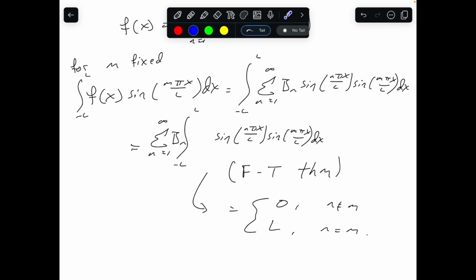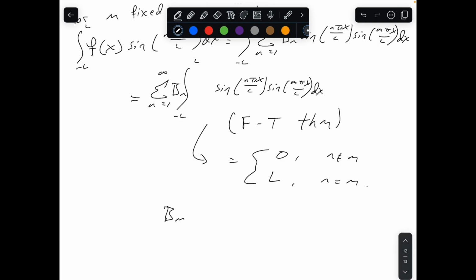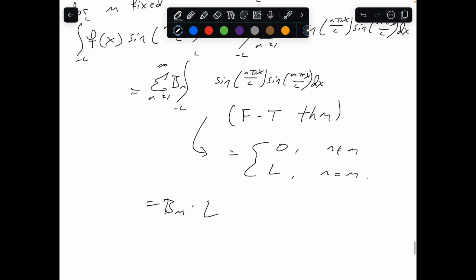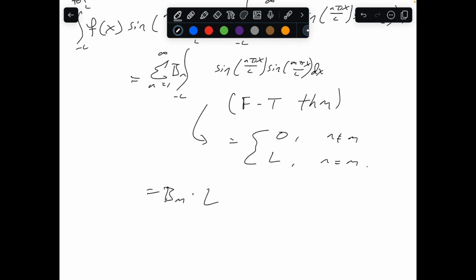So remember that m is a fixed value, and so for n equals 1, if m is 7, then this whole thing would be 0. For n equals 2, it's 0. For n equals 3, 4, 5, and 6, it's 0. And then once you get to n equals 7, at that point, it's going to be b sub 7, or b sub m in general, times L.